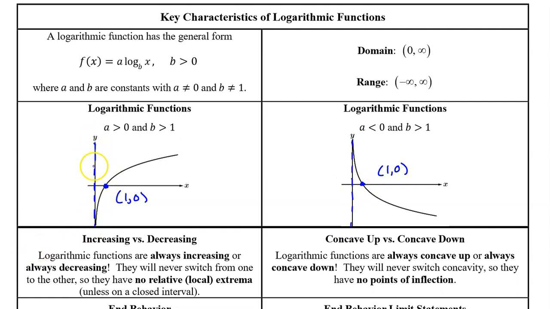Notice that the y-axis is a vertical asymptote. So as x approaches 0 from the right, a logarithmic function will approach negative infinity, or positive infinity if it's reflected.